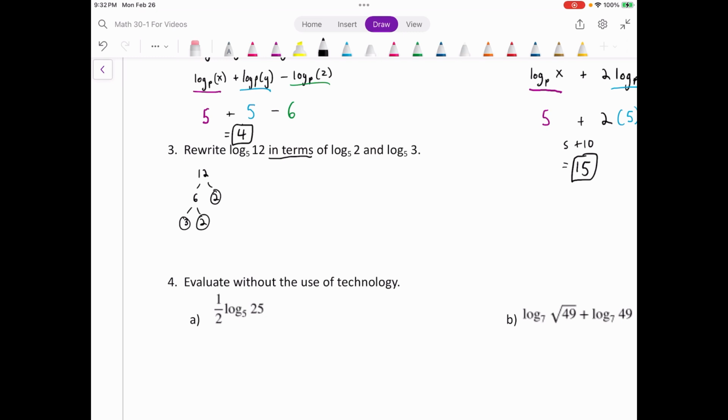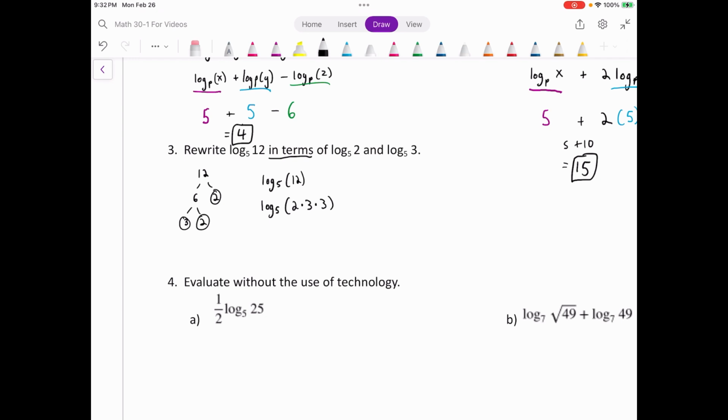Hey! So log base 5 of 12 is equivalent to log base 5 of, 12 is just, we've now shown, 2 times 2 times 3, right?